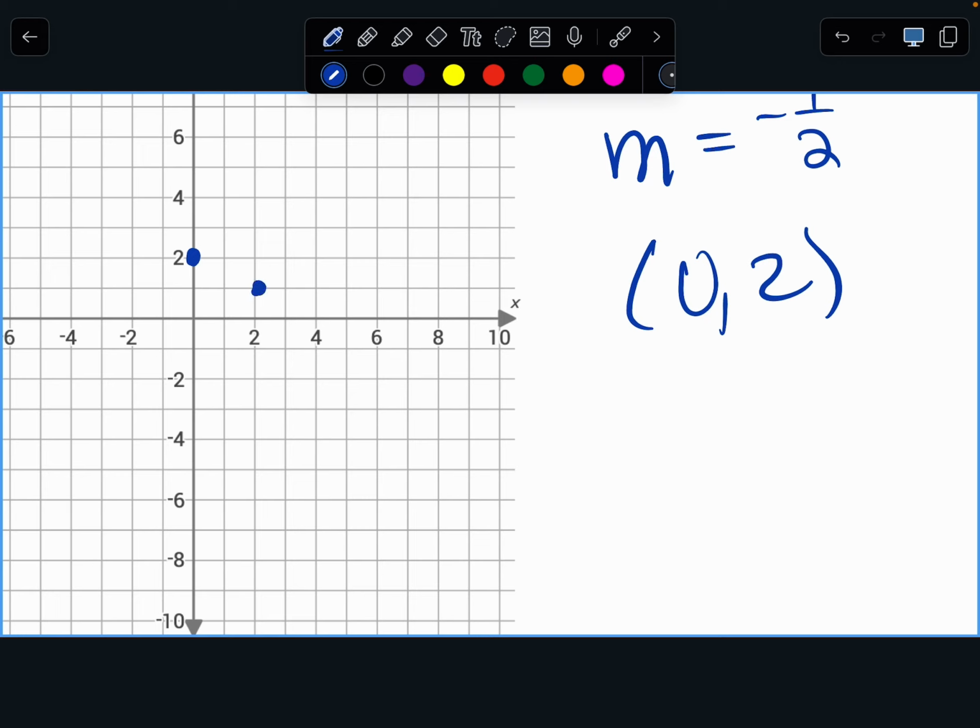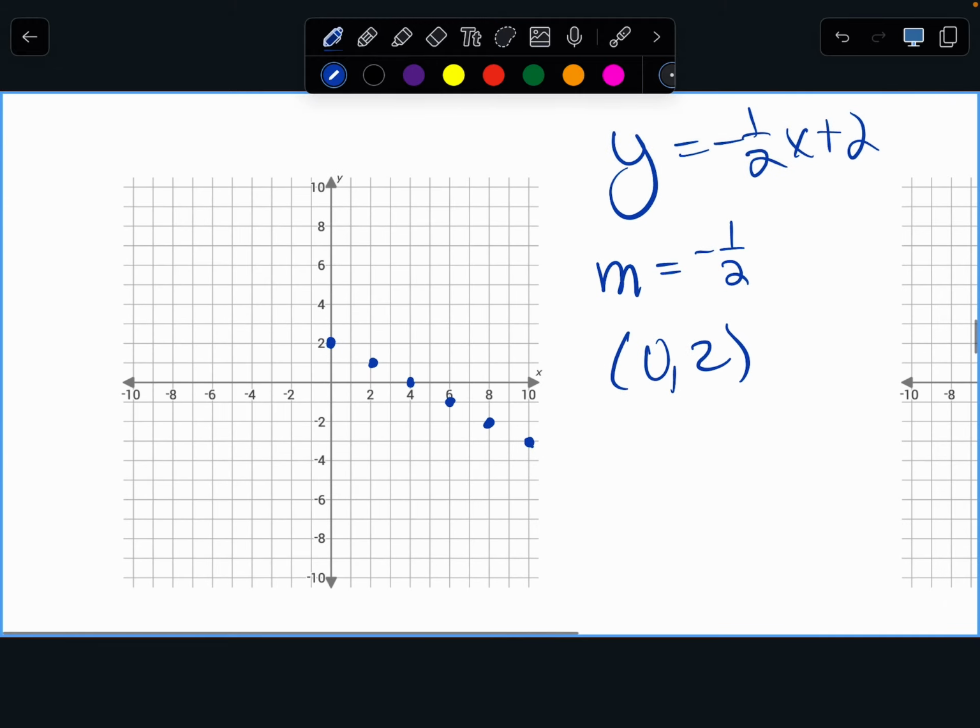Down 1 to the right, down 1 to the right, down 1 to the right, and there we go.